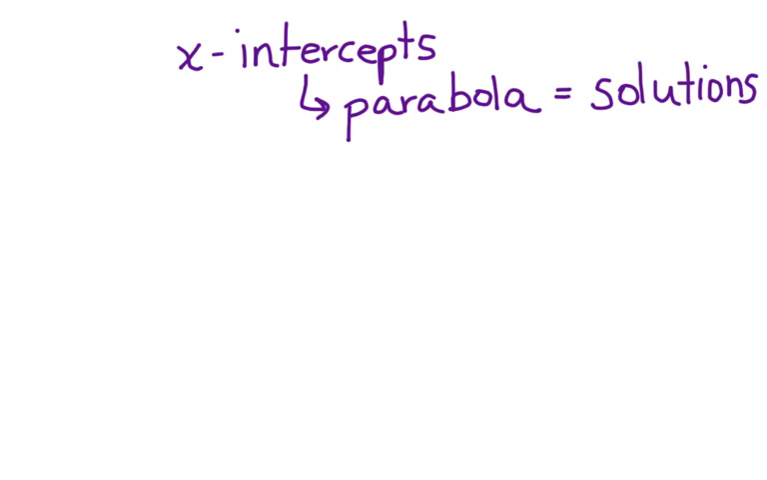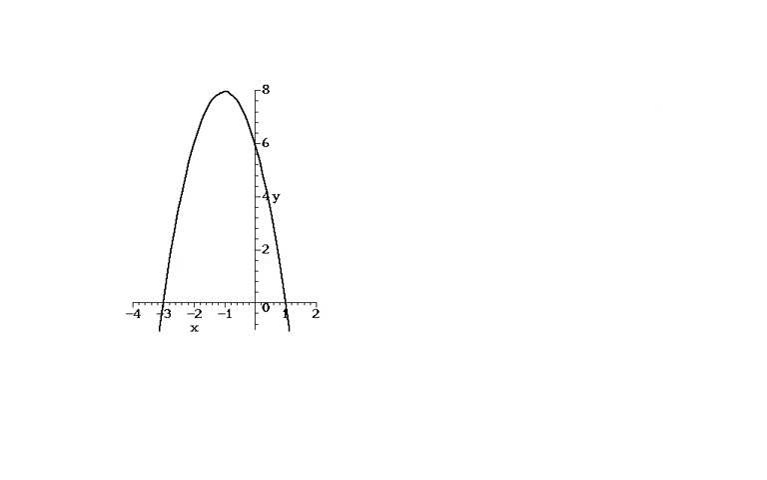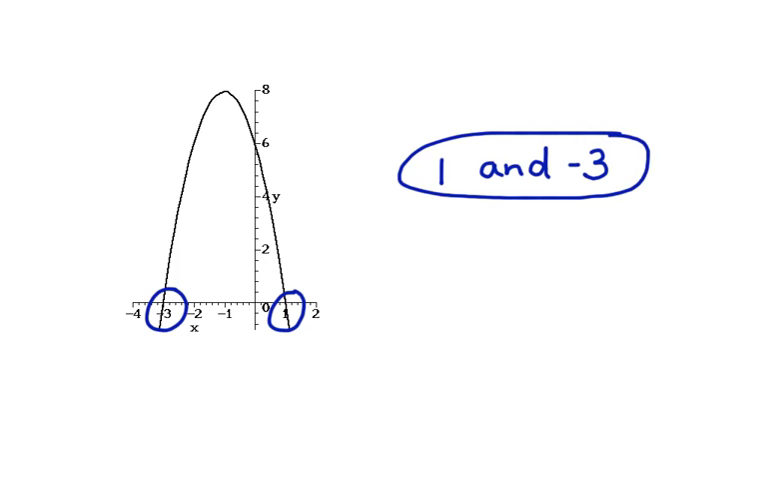Let's take a look at some graphs and determine the solutions for each parabola. How many solutions do you see for this parabola? First, remember that you're looking for the places where the parabola intersects the x-axis. You'll see that it intersects the x-axis here at +1, and it intersects here at -3. So +1 and -3 are the solutions for this quadratic equation.